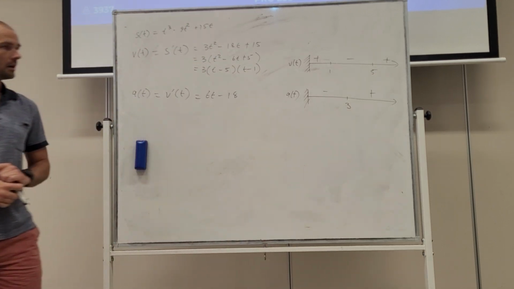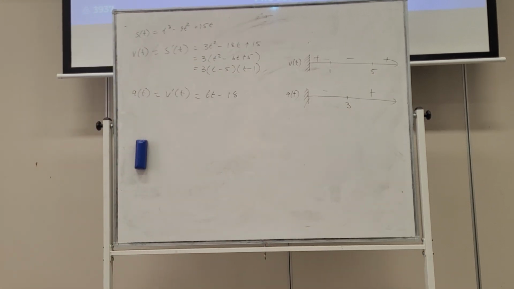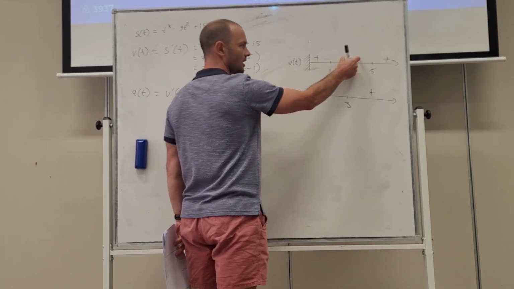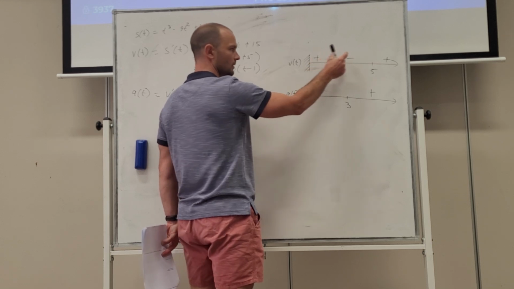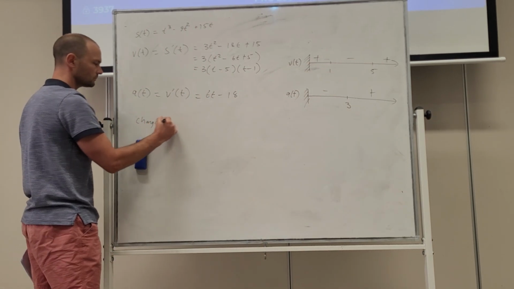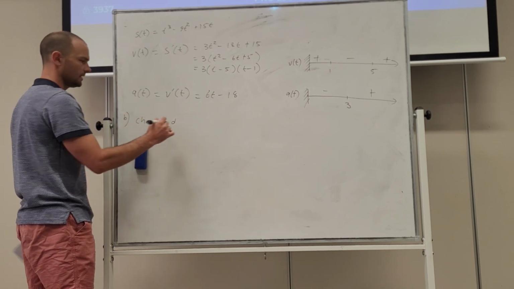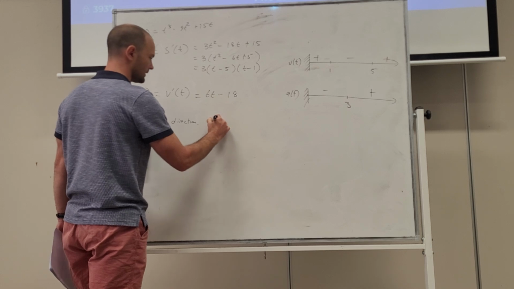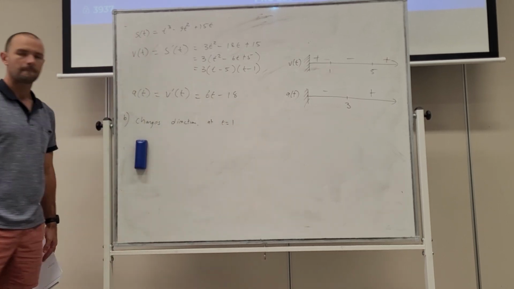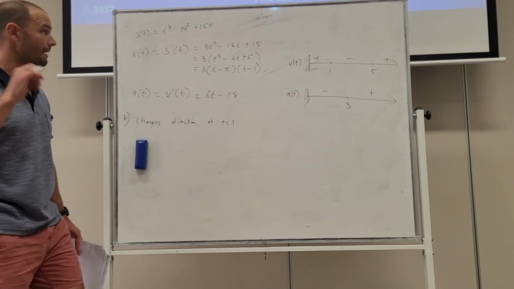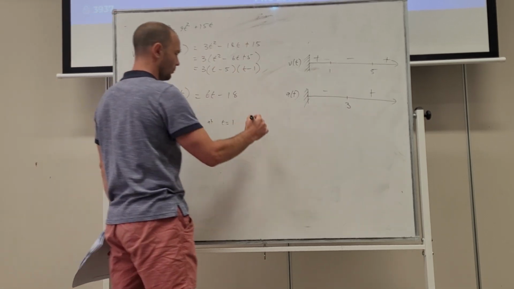Okay, all right, so the question says, find the particle's position and time when it changes direction. So we can see here, because there's a change in sign, it's gone from positive velocity to negative velocity, it changes direction at t is 1. So this is our answer to part B. Changes direction at t is 1. Now, we're asked for the position of that. So that means we need to find s of 1.